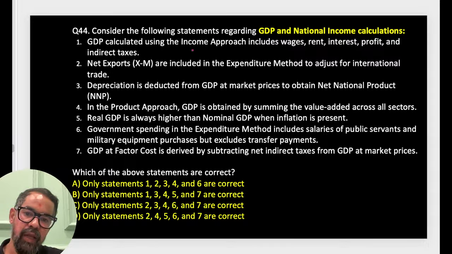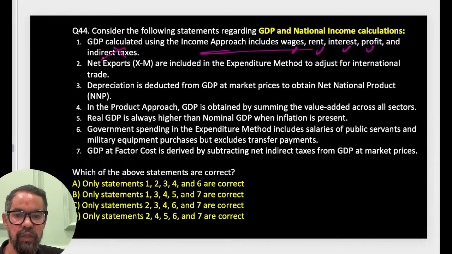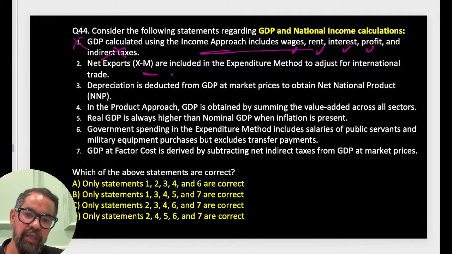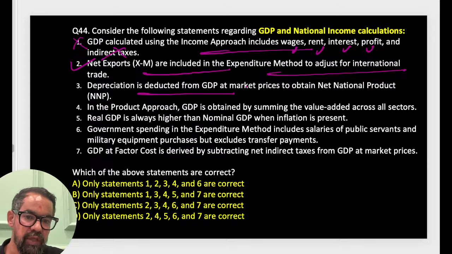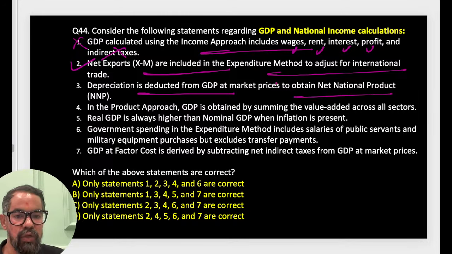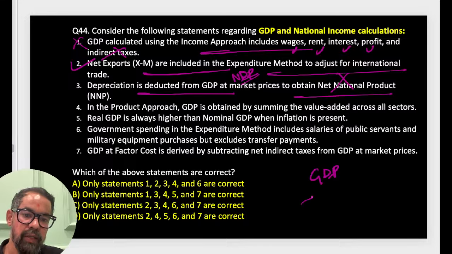So GDP is calculated using the income approach. Thus wages, rent, interest, profit and indirect taxes: wrong. Net export, X minus M, expenditure method, international trade: true. And depreciation deducted from GDP at market price is NDP. It should be NDP, net domestic product. So GDP minus depreciation is equal to net domestic product, NDP.